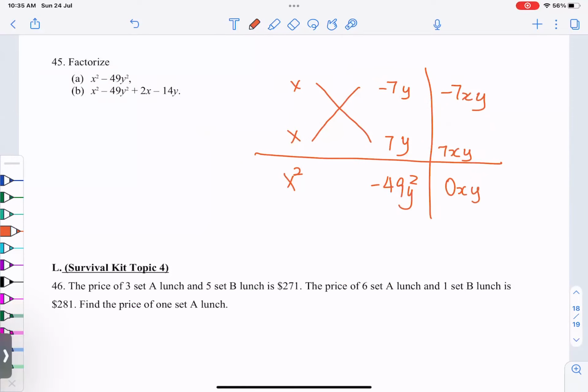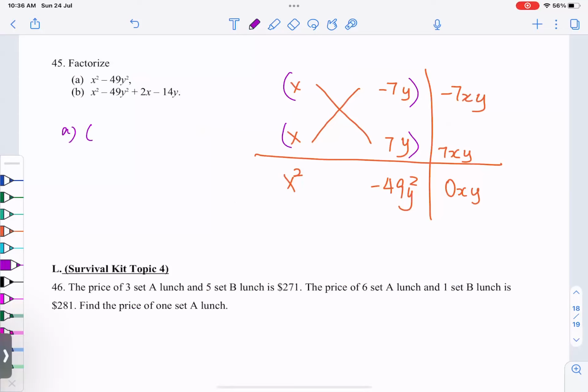So does that make sense? Yes, because here we don't have any xy. We don't see anything here. So it's 0xy. So this is correct. So in other words, just put a bracket in the end. So your a part will be x minus 7y, x plus 7y.